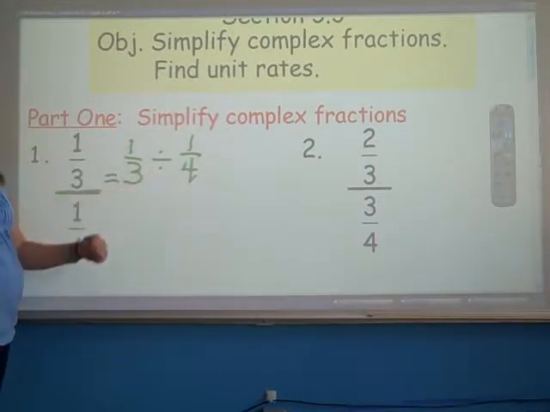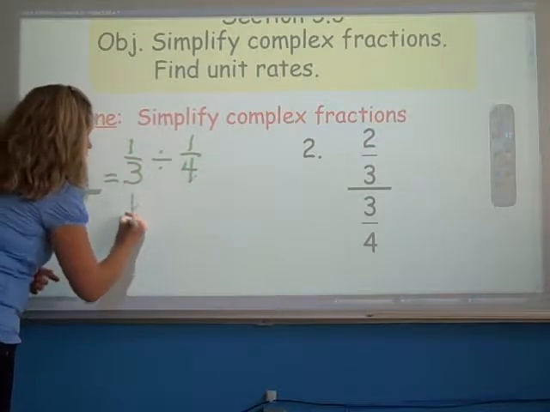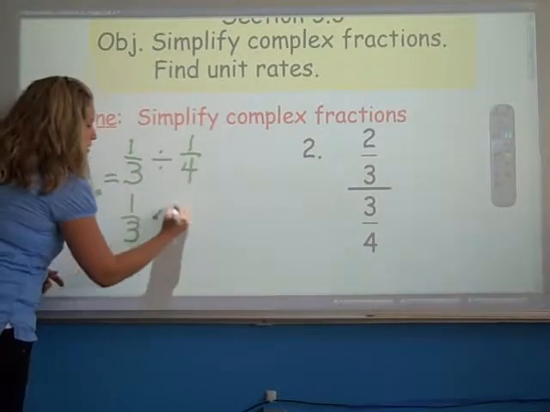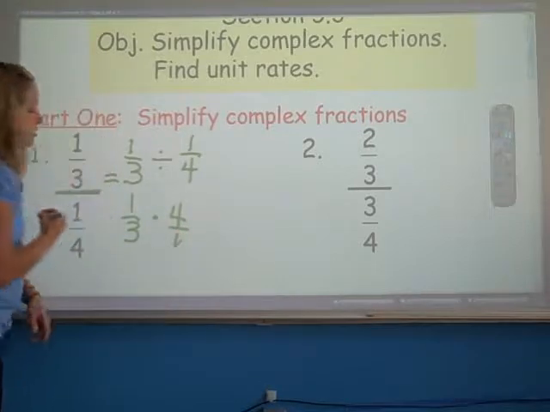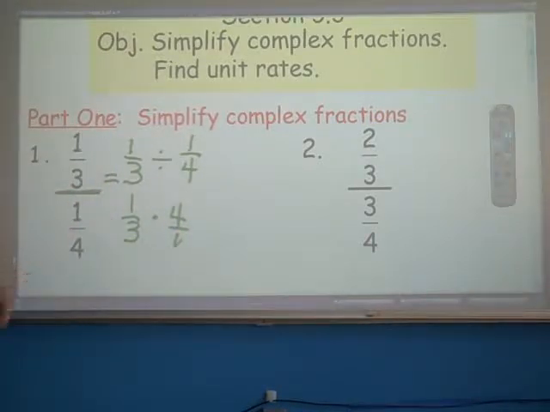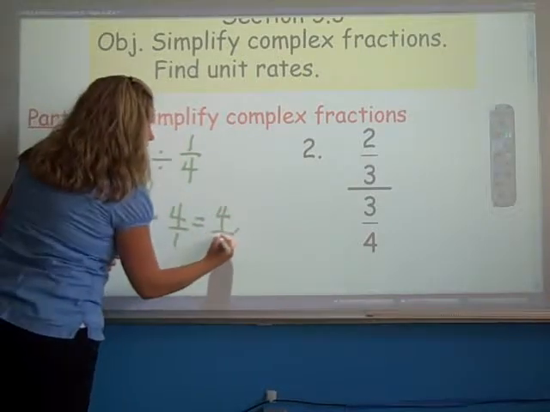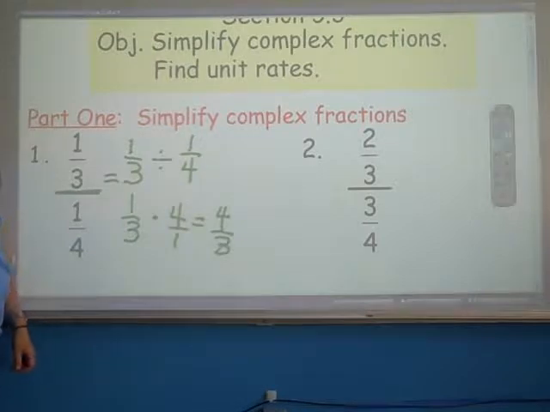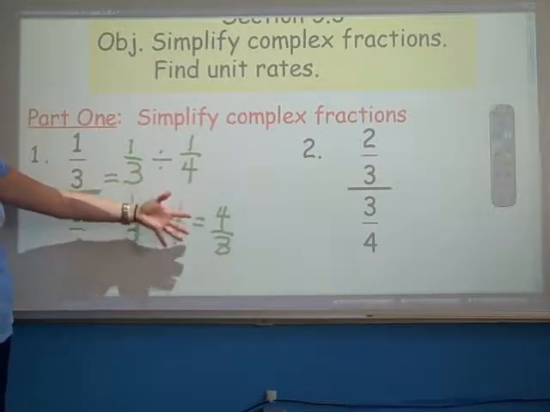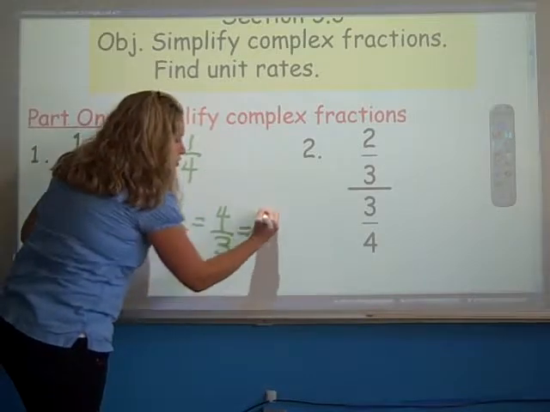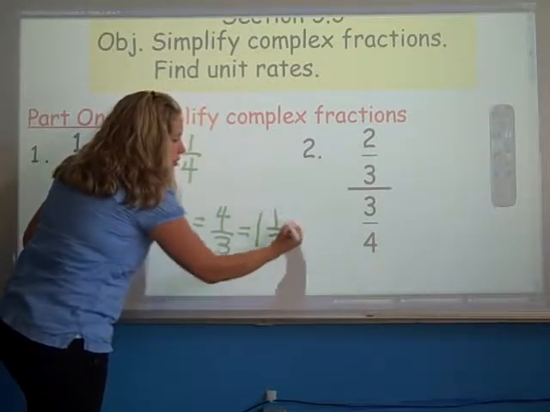Now, we should know how to do this already. 1/3, we change this to multiplication, and we take the reciprocal of the second fraction. We just simplify this. There's nothing that we can cancel out. 1 times 4 is 4. 3 times 1 is 3. So 4/3, you can leave it like this because that is completely simplified, or if you really feel the need, you can make it into a mixed number, which is 1 and 1/3.